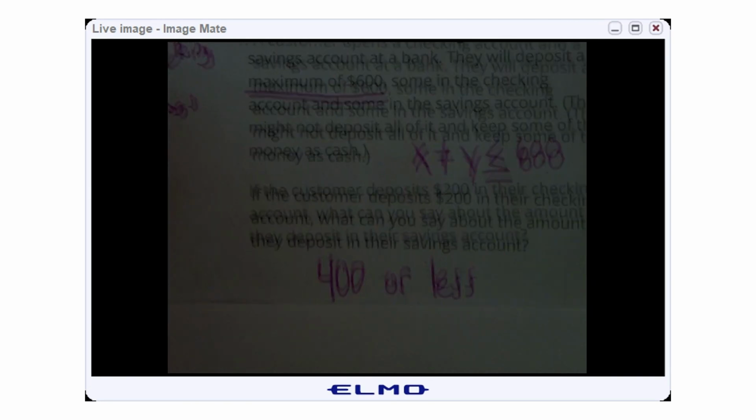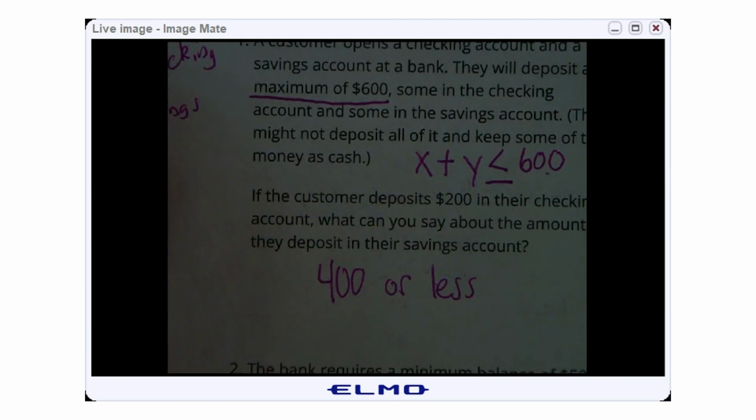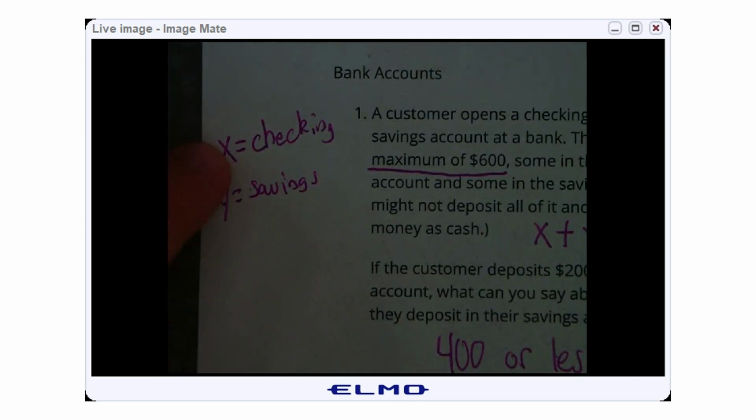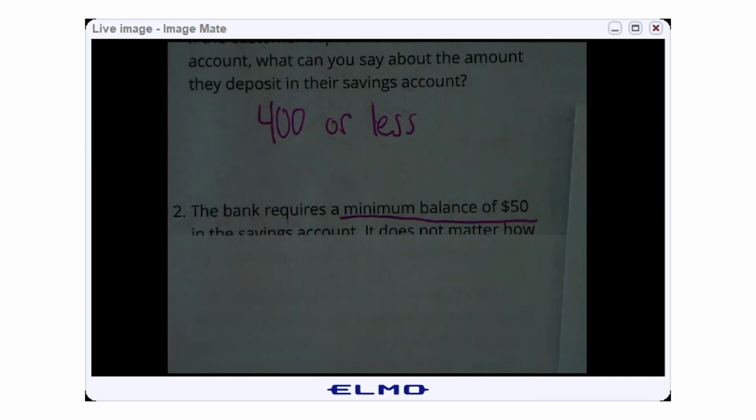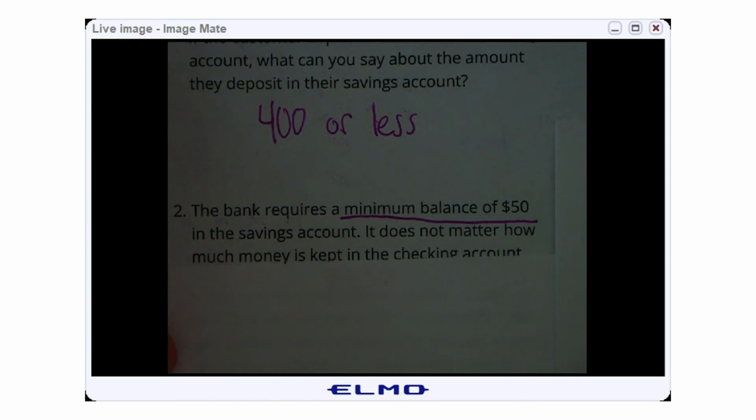All right. So the next one, we're going to use the same thing. We're going to use that checking is X and savings is Y on this next one. So I didn't rewrite that fact, but we're just going to use that. It says the bank requires a minimum balance of $50 in the savings account. It does not matter how much money is kept in the checking account. So the only thing that we're talking about is the savings account.